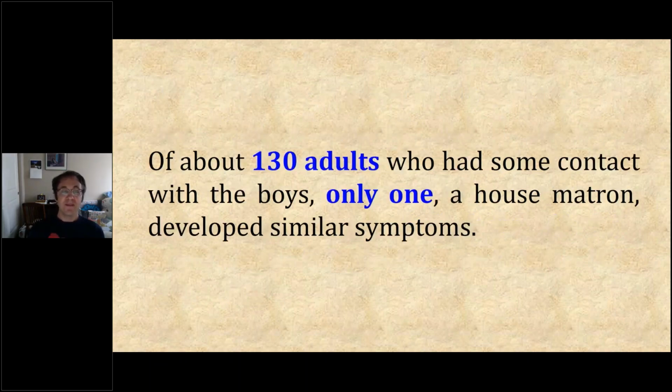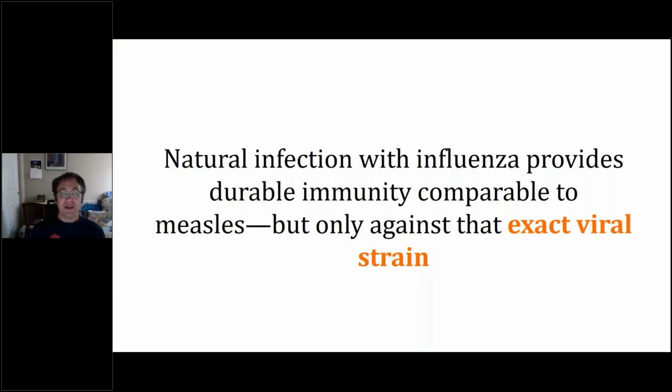But they also note that of about 130 adults, all of whom would have been previously exposed to this virus around 24 years ago, who had some contact with the boys, only one, a house matron, developed similar symptoms. So what this natural experiment shows us is that natural infection with influenza actually provides durable immunity that's at least somewhat comparable to that against measles. But importantly, it's only against that exact viral strain. What was very unusual about this 1977 pandemic is the strain was exactly identical to one that some people had seen 24 years ago.